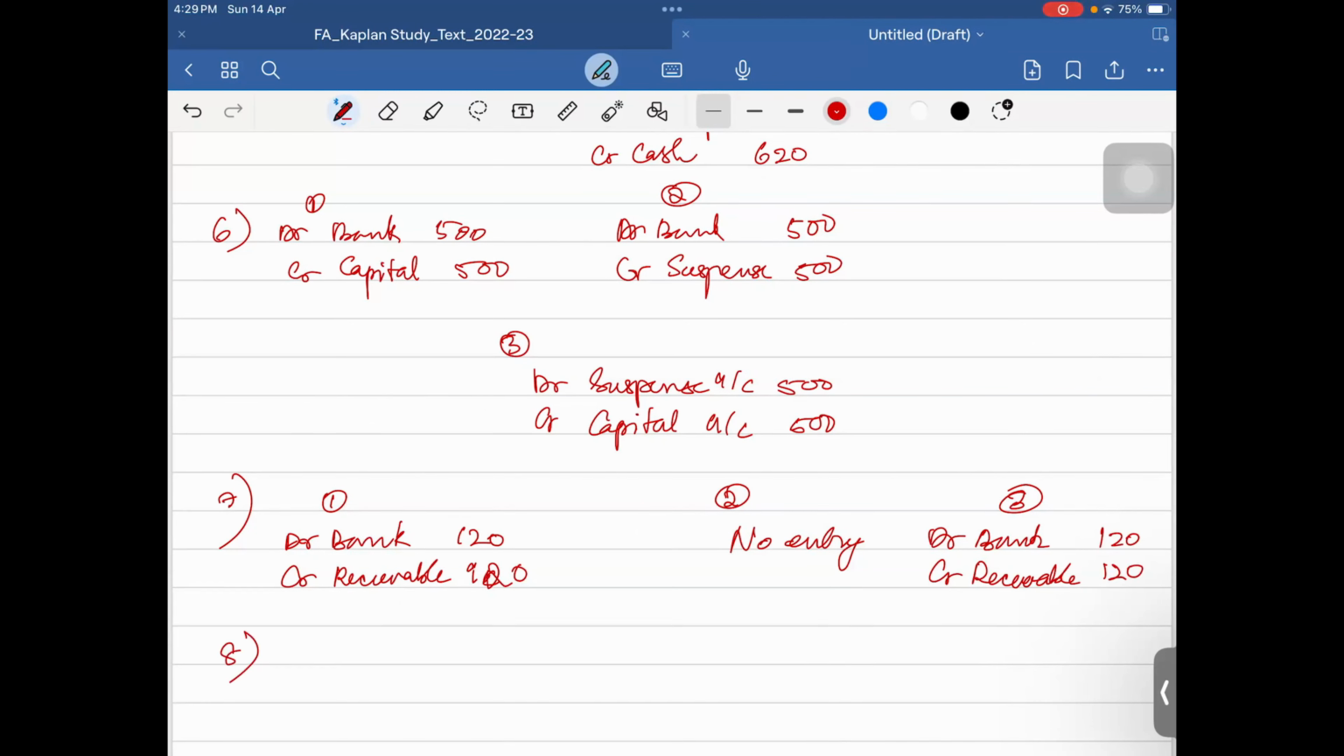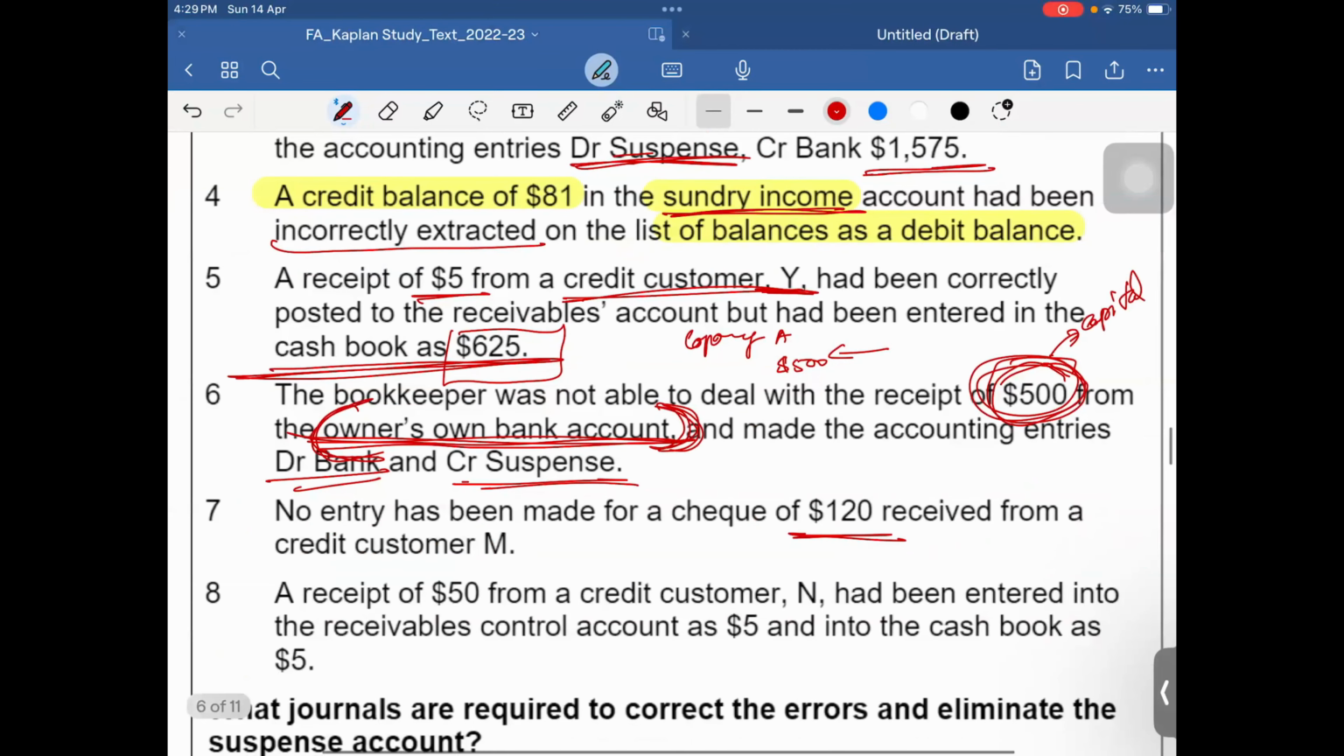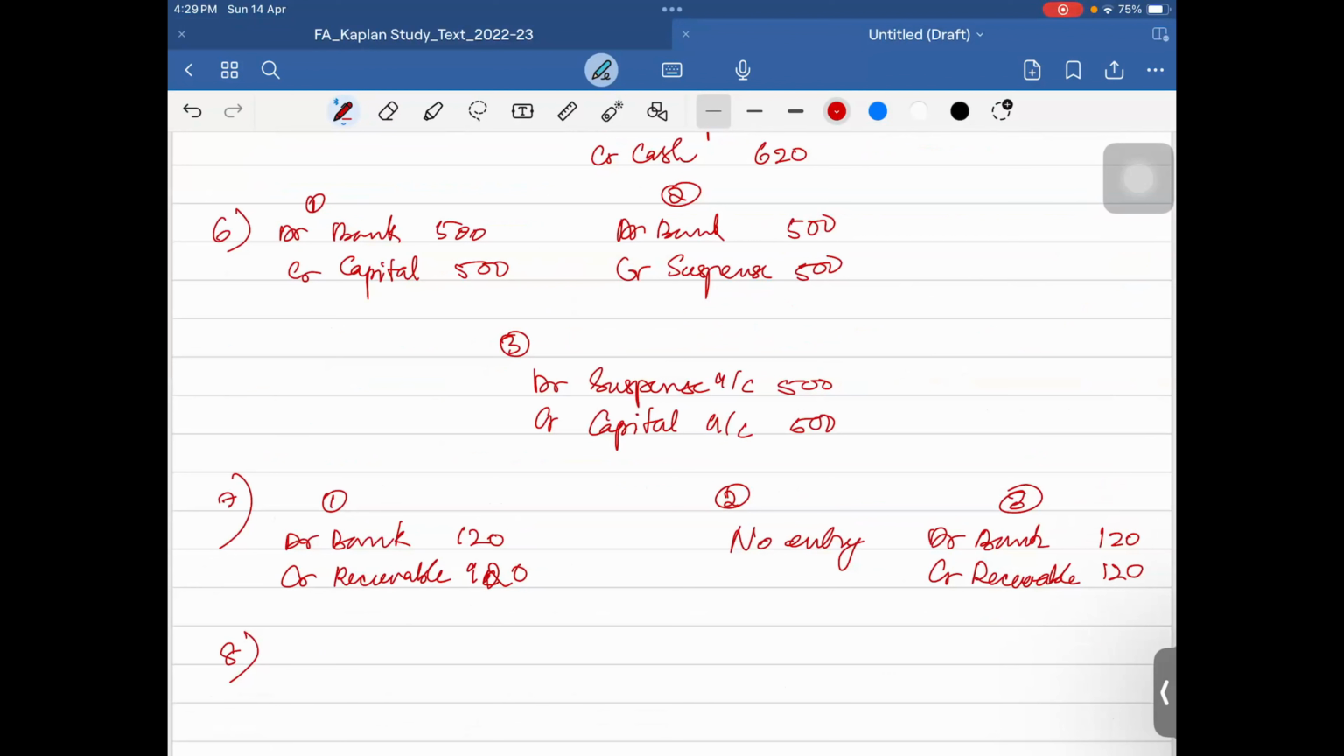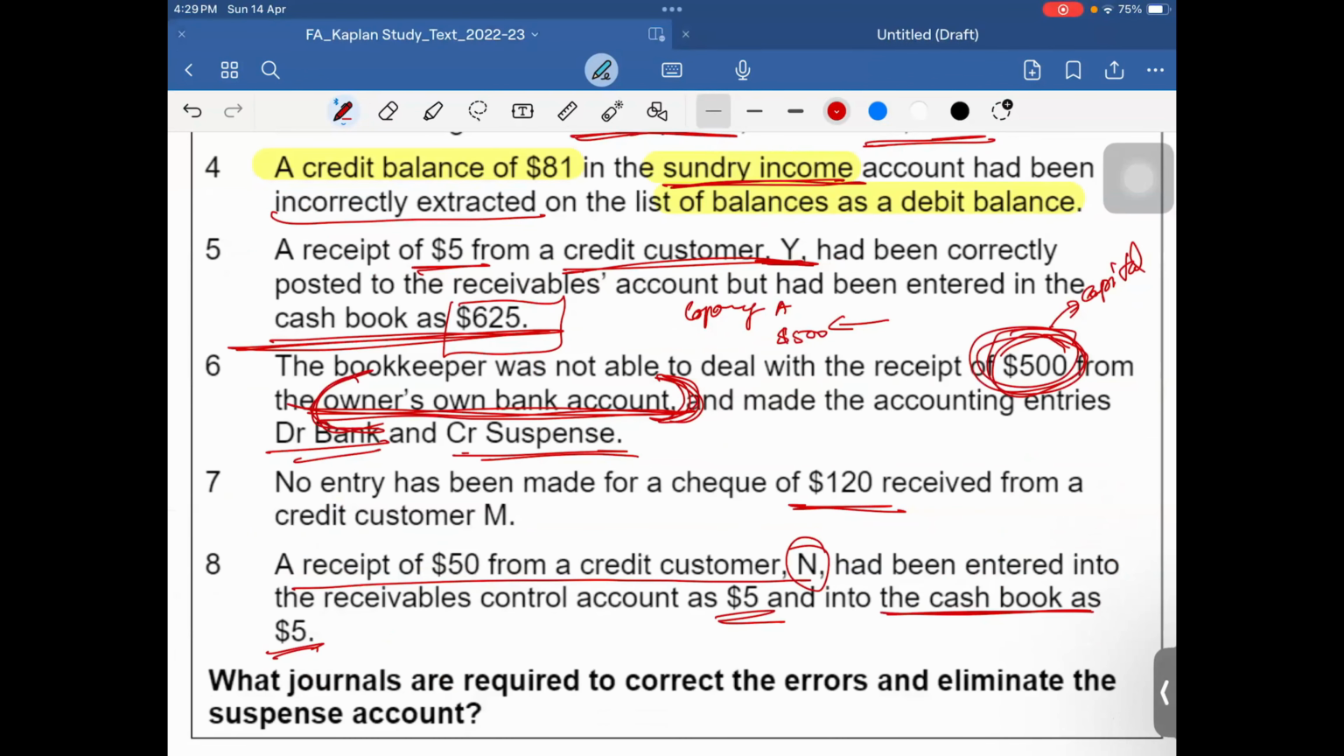Now the eighth one. A receipt of 50 from credit customer N had been entered into the receivable control ledger account as 5, and into the cash book as 5. Clear? So what is the original entry? Debit cash or bank, credit receivables of how much? 50.